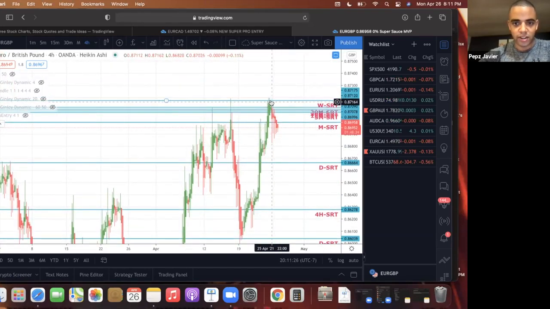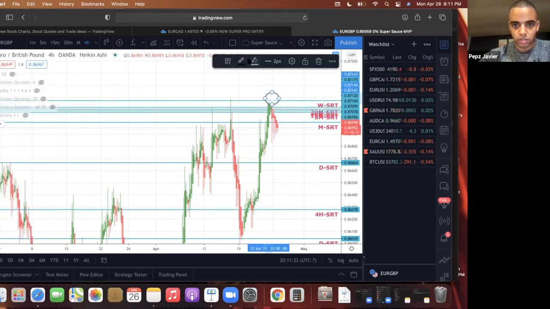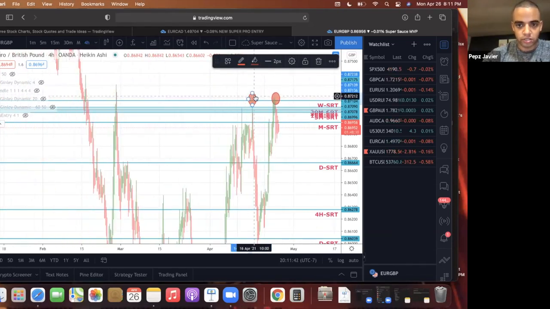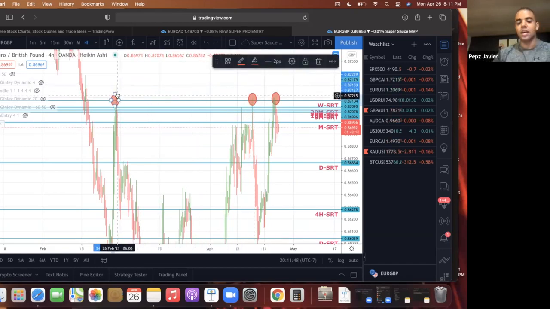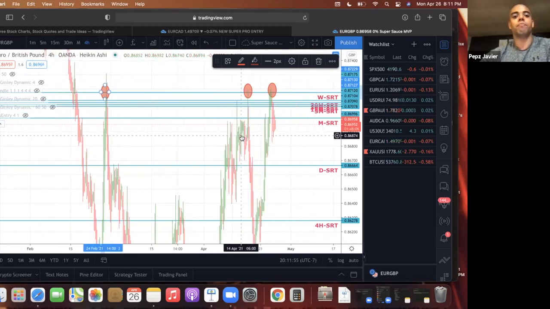is this area, this point. Let me get an ellipse on here, and let's make this more visible. Boom. This area, this area, this area. Now, there's a few things that are happening over here, right?